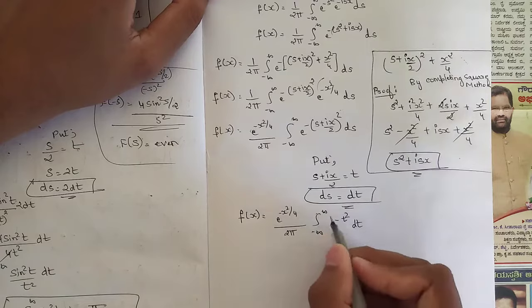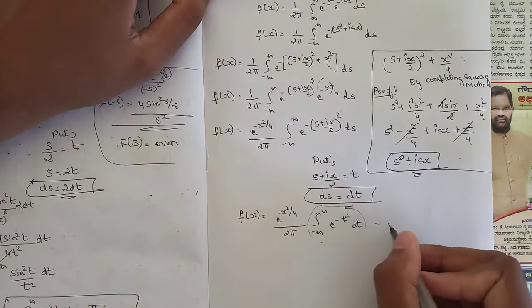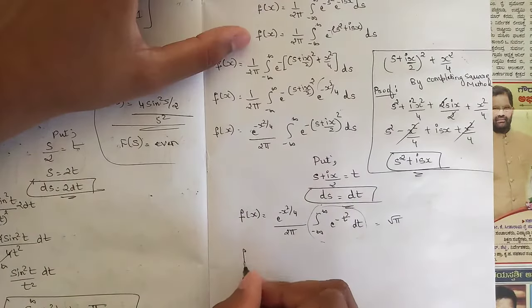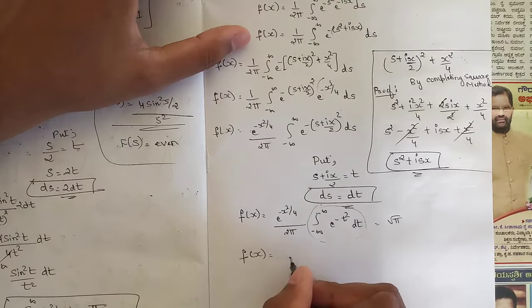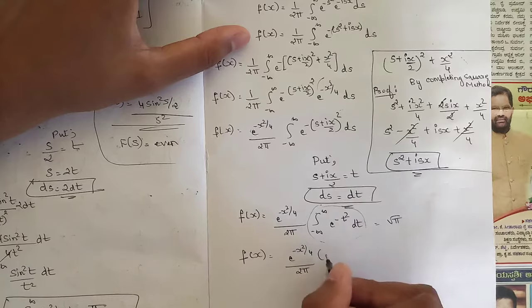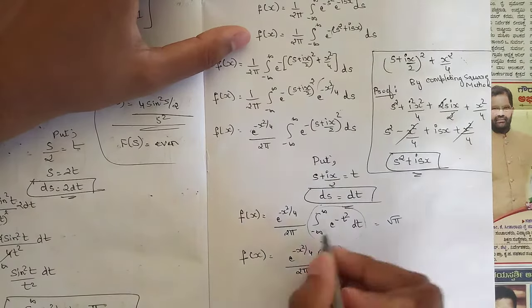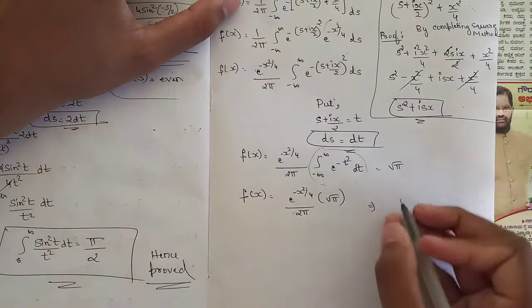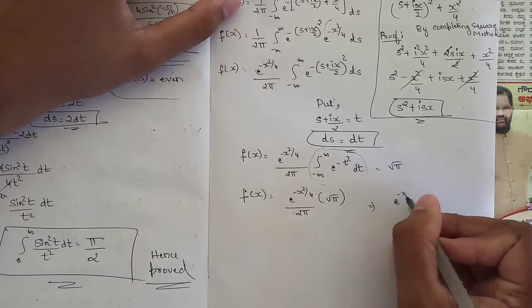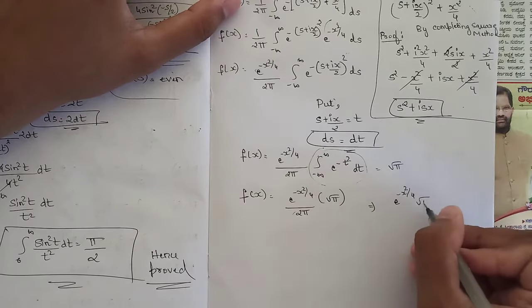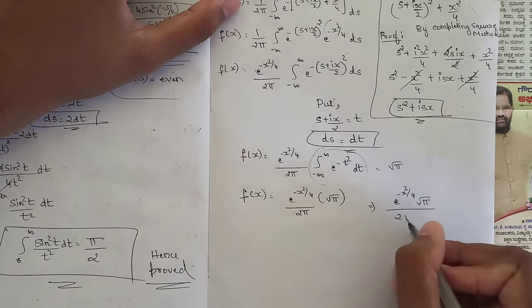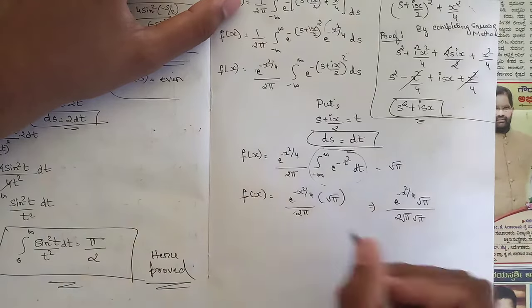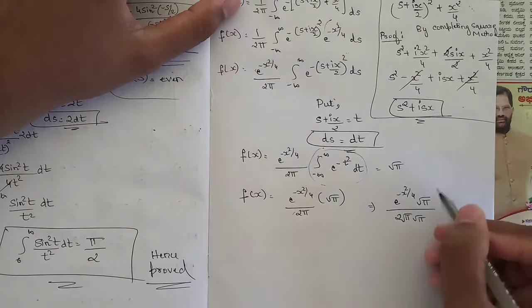Now we know that this function is equal to root pi, according to the gamma function. So we are going to write it as e power minus x square by 4, divided by 2 pi, into root pi. We can further simplify this. Here in the denominator there is 2 pi, so we can even write it as e power minus x square by 4 root pi into 2 into root pi into root pi. I have just written pi as root pi into root pi so that I can cancel 1 pi from the numerator.